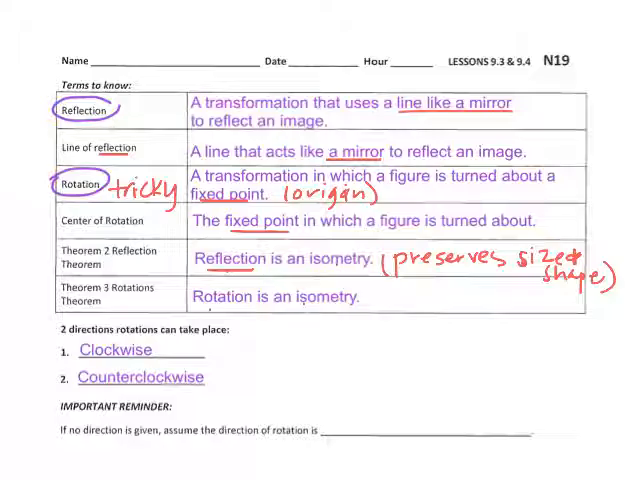So there are two directions that rotations can take place. Clockwise, which if you remember, clockwise is going in this direction, and counterclockwise is going in the opposite direction. So that would be this way.